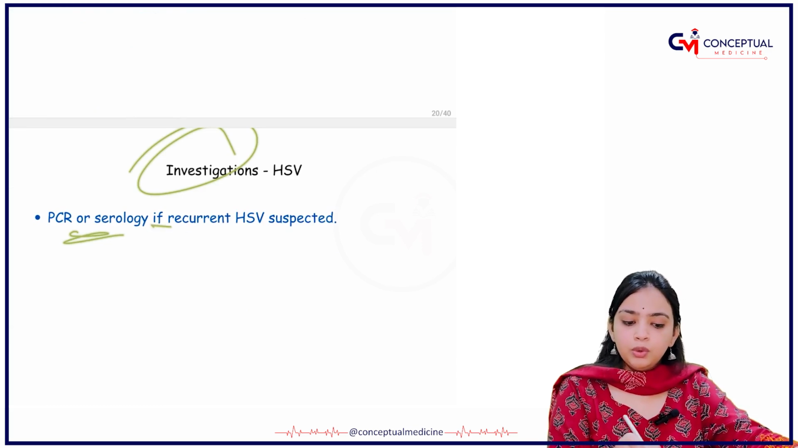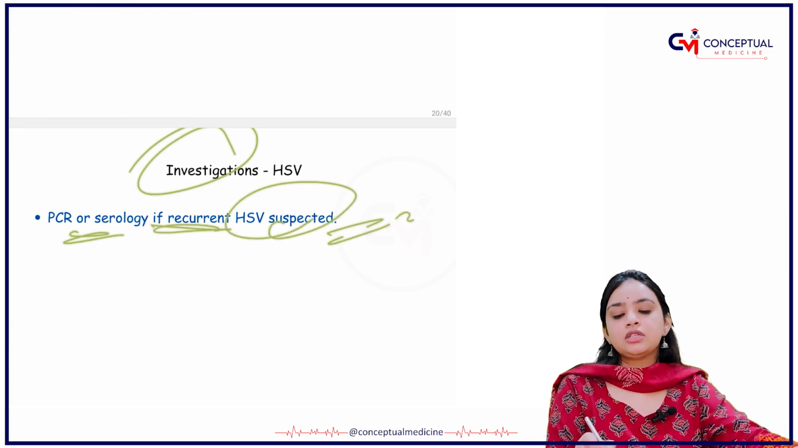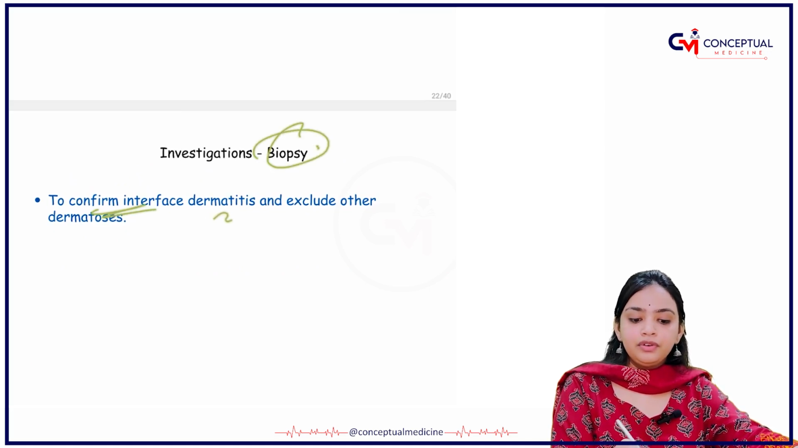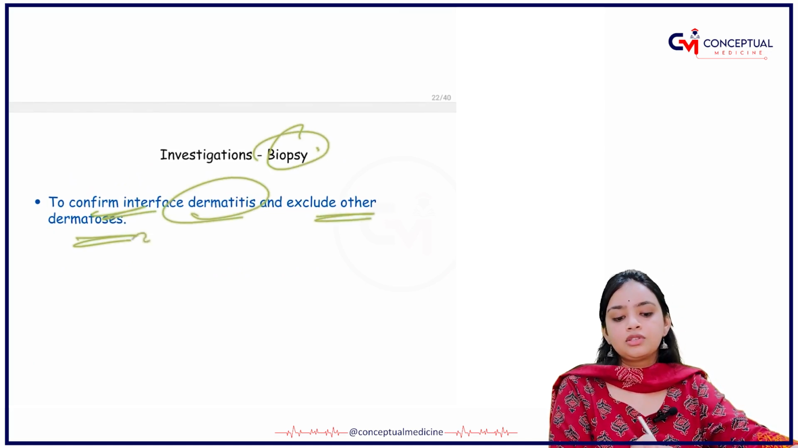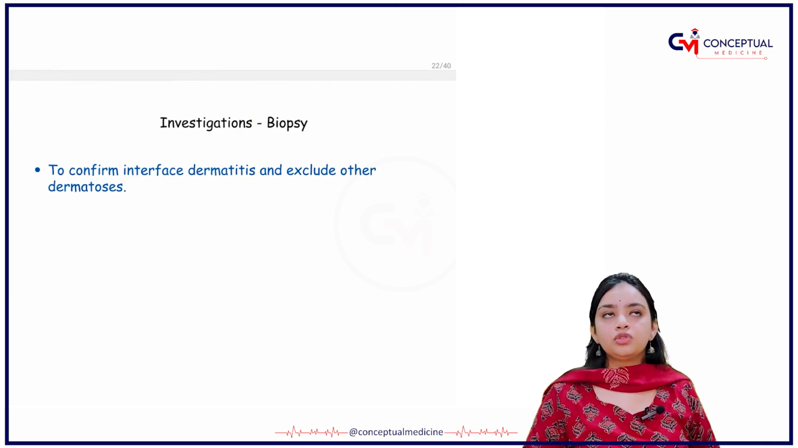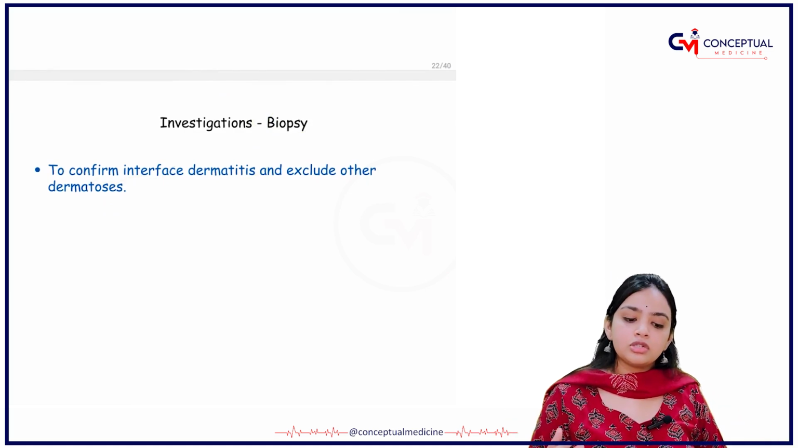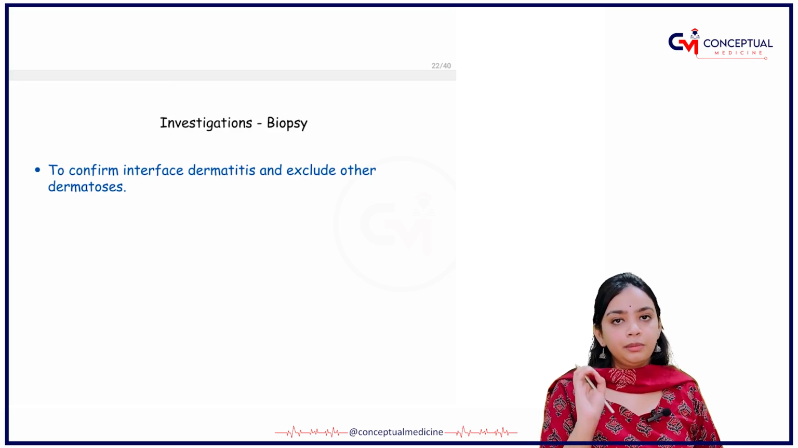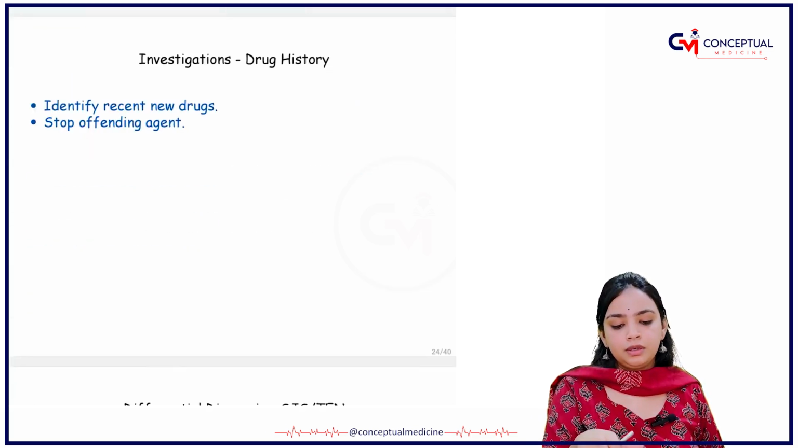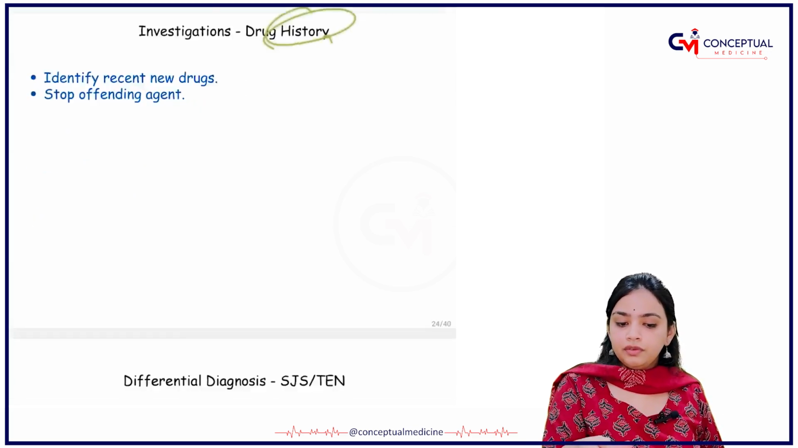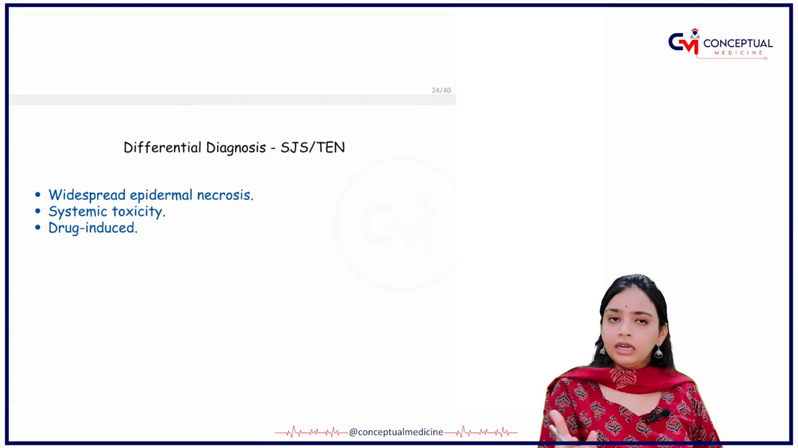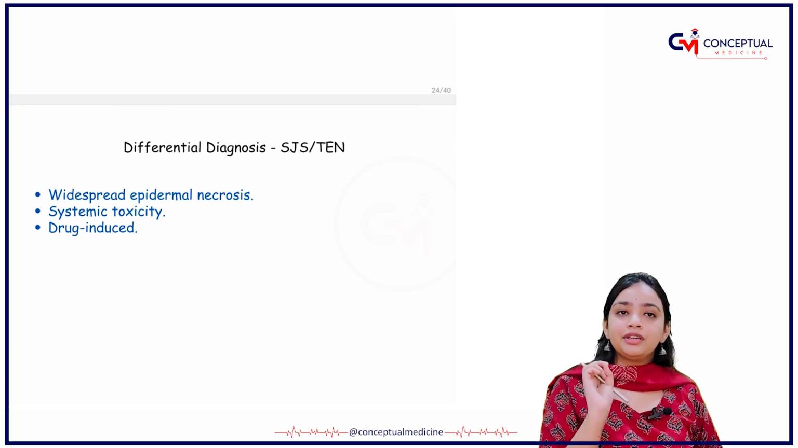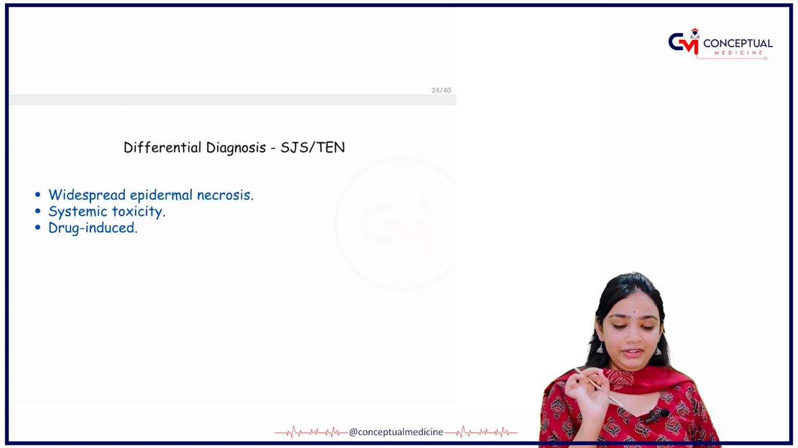Investigations: PCR you will do, or serology if recurrent HSV is suspected, right? Then biopsy to confirm the interface dermatitis and to exclude other dermatoses. You also have other conditions of dermatosis. To exclude them and make sure we are not dealing with a case of another dermatosis, you have to do a biopsy. Then you have to take a drug history in detail, right?